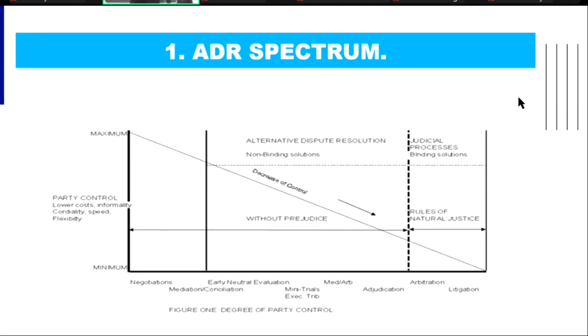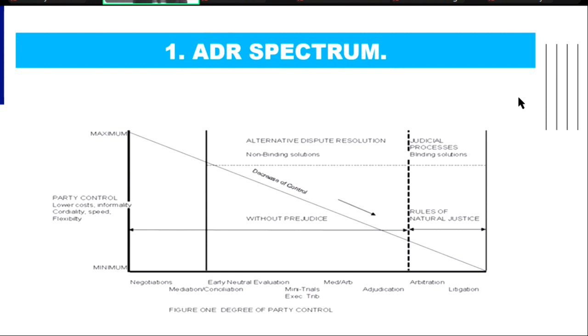What is the spectrum of ADR? By spectrum, what do I mean? How is it characterized generally? If we look from the left, I have a graph here. Engineers have no problem getting information from a straightforward graph like this one. There is the maximum and the end, and the minimum. What does this mean? At the beginning of ADR engagement, we have what we call party control.